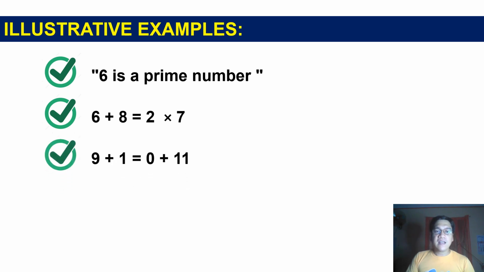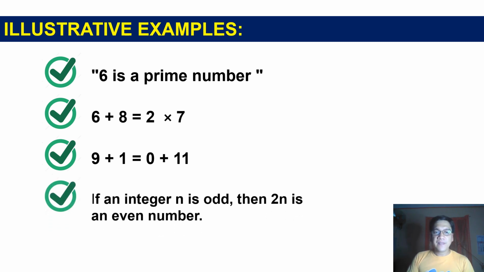Next is 9 plus 1 equals 0 plus 11. So this is also an example of a mathematical sentence or mathematical statement because it expresses a complete idea and it can be judged as either true or false. So we can say that 9 plus 1 is 10 and 0 plus 11 is 11. So, is the mathematical equation correct? We can judge it as false because 9 plus 1 is 10, but 0 plus 11 is 11.